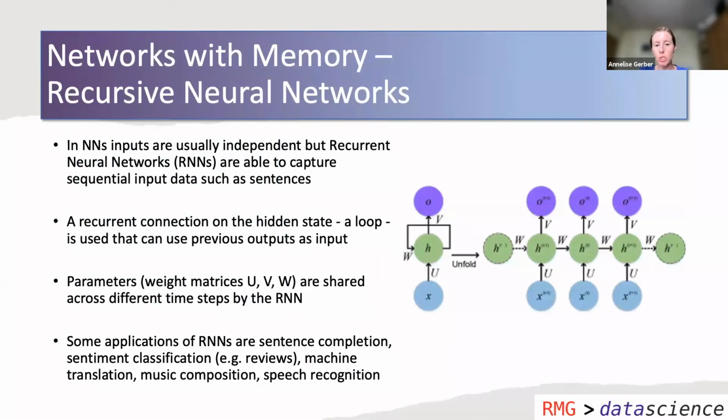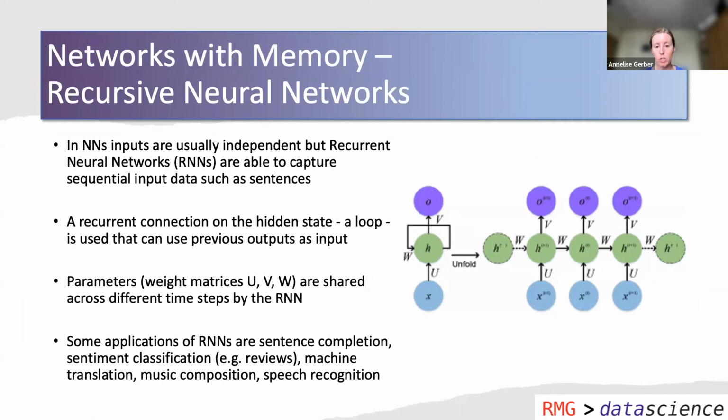Let me now introduce types of neural networks that can deal with memory as opposed to the networks we've seen before. These are typically recurrent neural networks. In ordinary neural networks, inputs are independent of each other, but in a recurrent neural network, the inputs are actually related to each other via a recurrent connection on the hidden state, so that outputs from previous layers can also be used as inputs, leading to something like, what one could call memory.